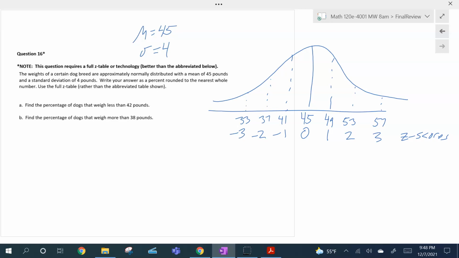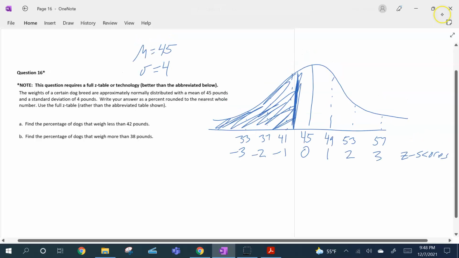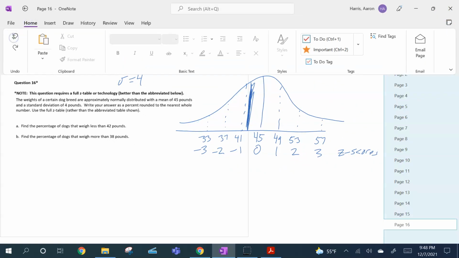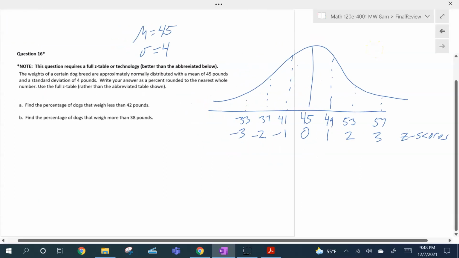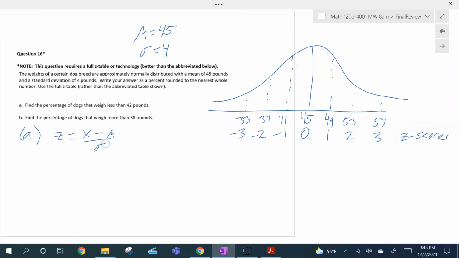So 42 pounds, you know, it's right in here, right? So we want that percentage right there. So we're going to have to find the z-score. It'll be negative point something. And then it'll tell me that percentage. But I'm going to undo that because I'm going to have to draw on this later. So part A, z equals x minus the mean all over standard deviation. Let's find the z-score. If a dog weighs 42, we've got negative 3/4.